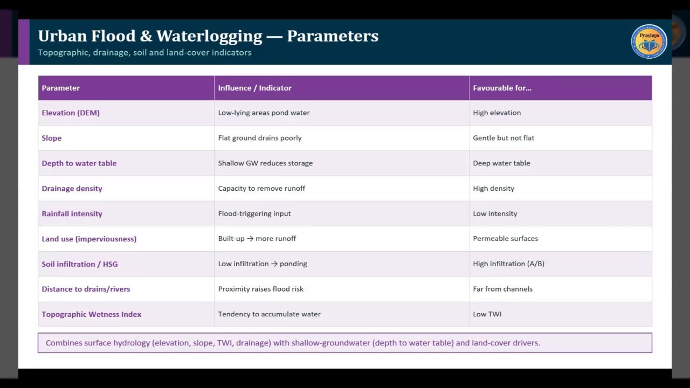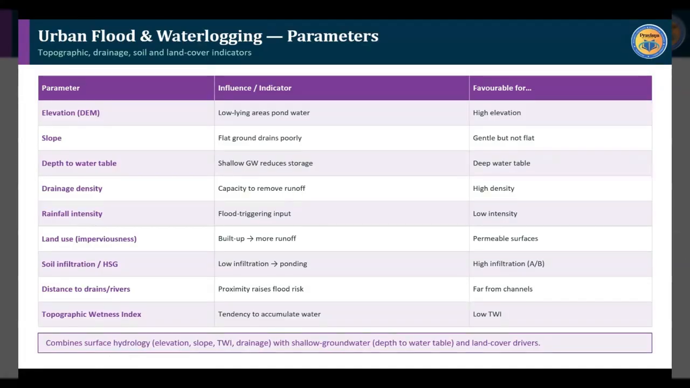The closer you are to a channel, the higher is your exposure when that channel overtops or fills up with drainage water. So proximity will raise the rank. The closer the region is to a given river, the higher is its flood risk. So we will assign higher rank to it.